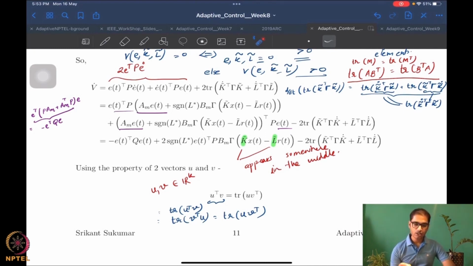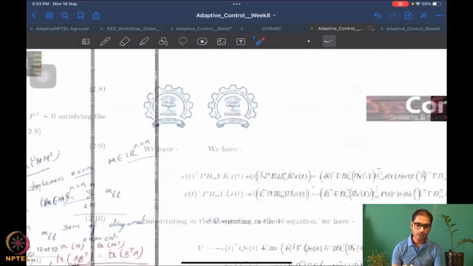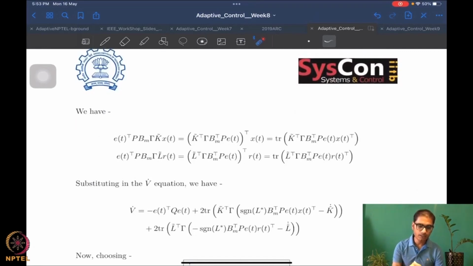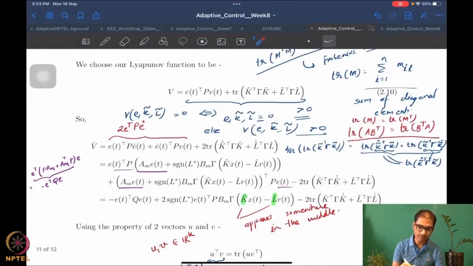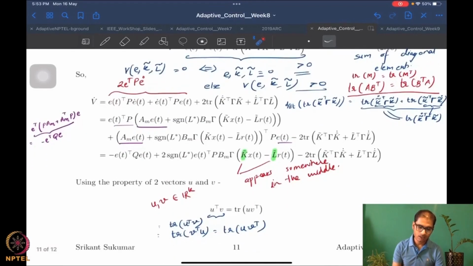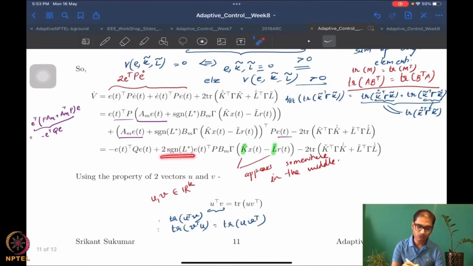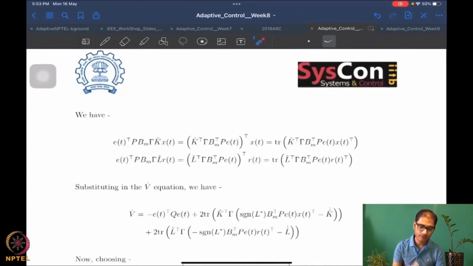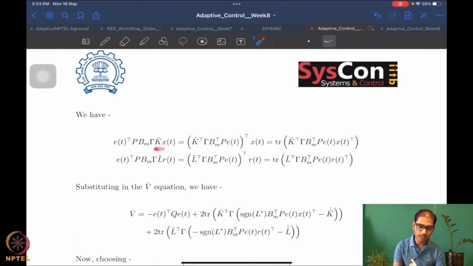All right, so now we have this very nice trace equality: the inner product is equal to the trace of the outer product of vectors. That's what we are going to apply to this term and then this term. So let's look at each of them. For the first term, we don't write the signum L star and all that; you look at the rest of the term. Basically we ignore the 2 signum L star and look at E transpose PBM gamma k tilde x.